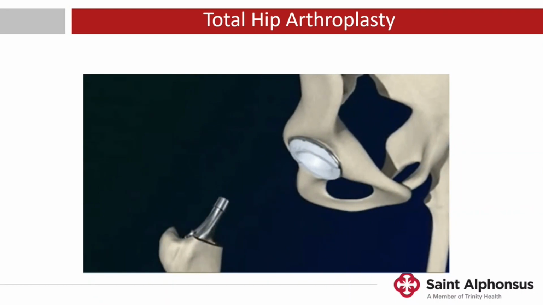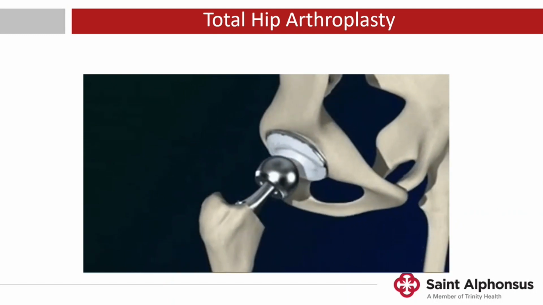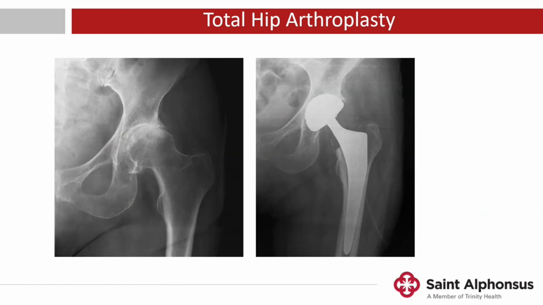You want to have well-positioned and well-sized components placed in such a way that they're stable and they restore the mechanics of the hip joint. And this is just a before and after of x-rays of an arthritic hip and then a hip that's been replaced with a hip replacement. As we just saw, this is the acetabular socket. The head rests within the acetabular socket. It's a little bit hard to see there. And then the neck leading to the femoral stem inside the femur after the femoral neck and head have been removed.